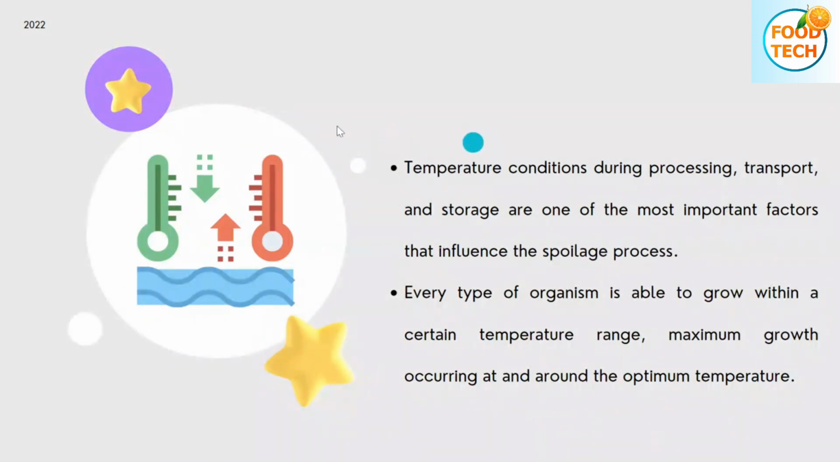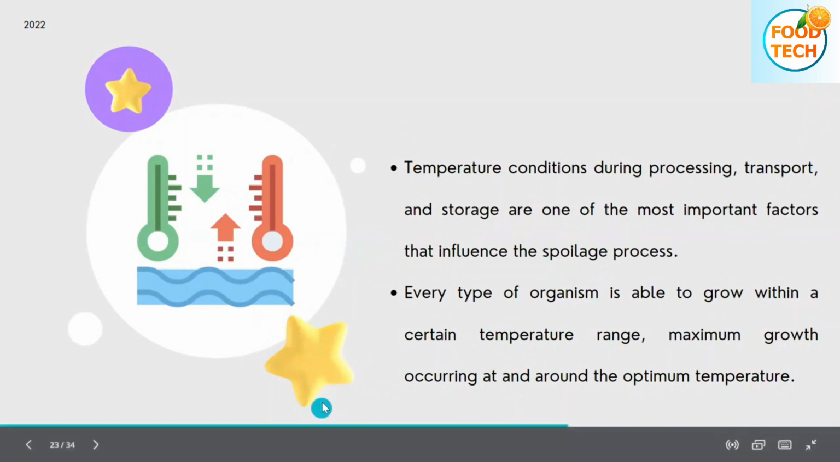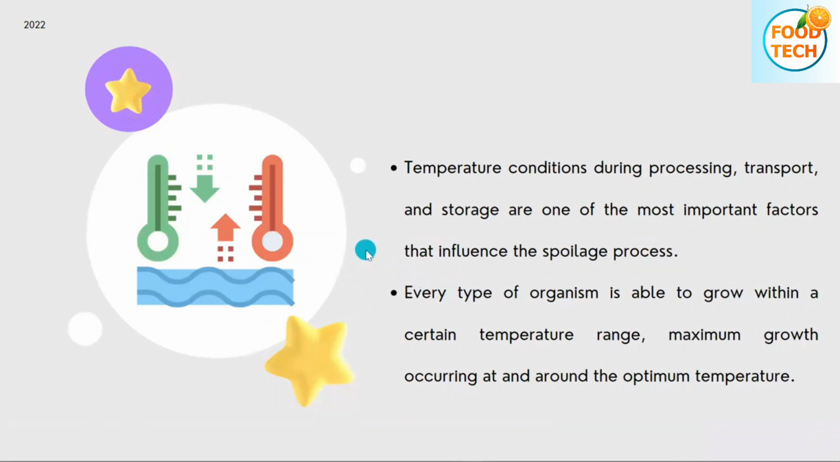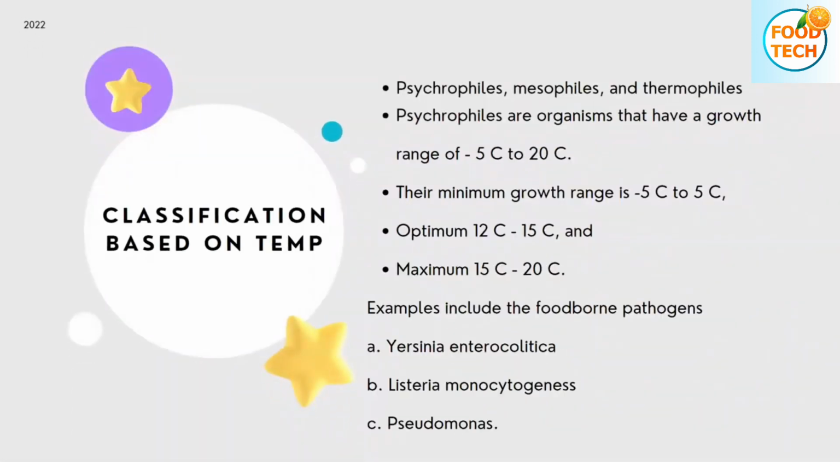So temperature conditions during processing and cold storage are among the most important factors which influence food spoilage. Every type of organism is able to grow within a certain temperature range, and maximum growth occurs at the optimum temperature. In our next slide we'll talk about three types of temperature conditions: psychrophiles, mesophiles, and thermophiles. So let's move ahead. You will get a better idea when we discuss them in detail. So guys, classification based on temperature: these microbes can be classified into three, psychrophiles, mesophiles, thermophiles.